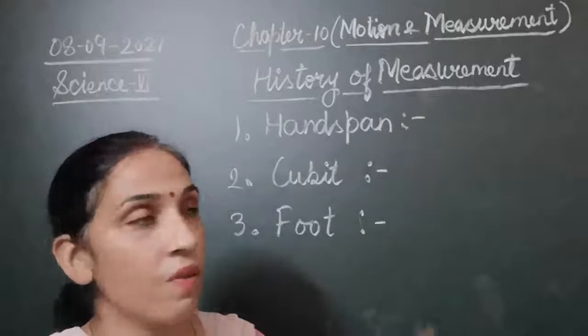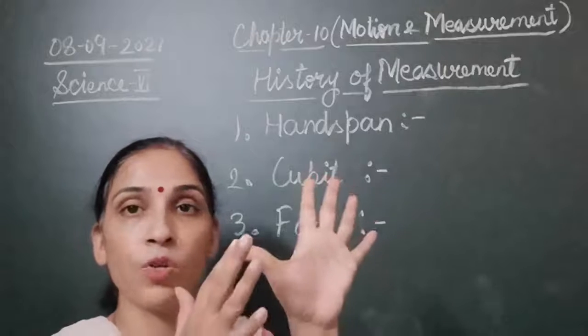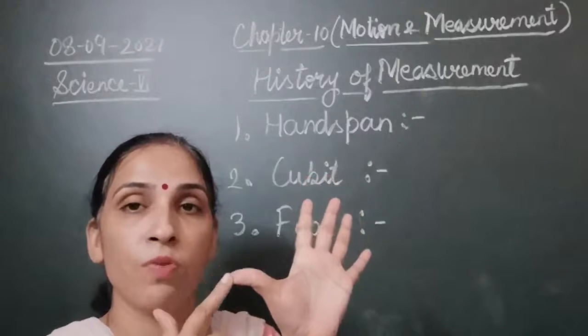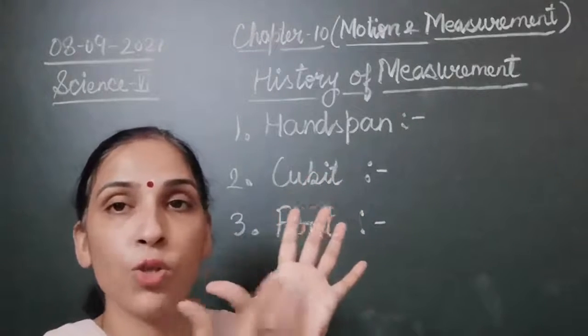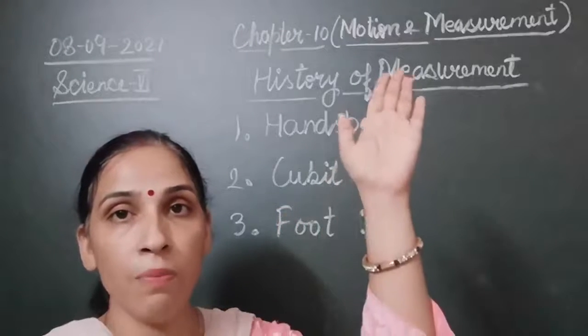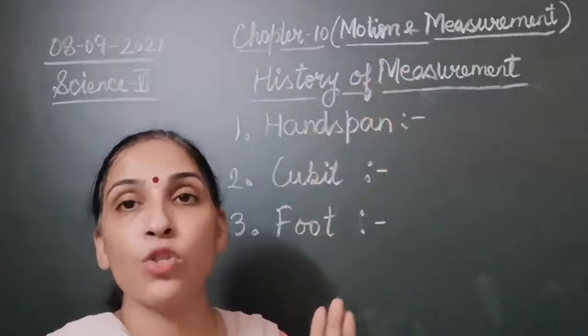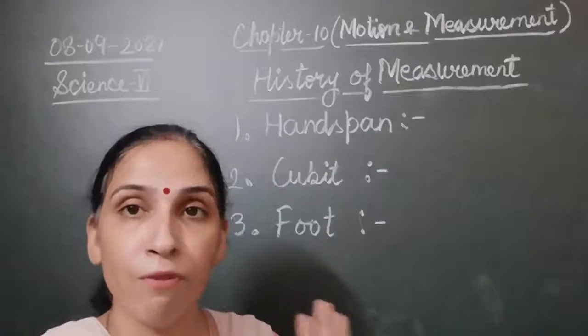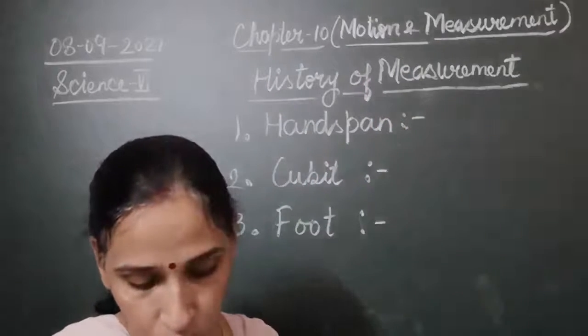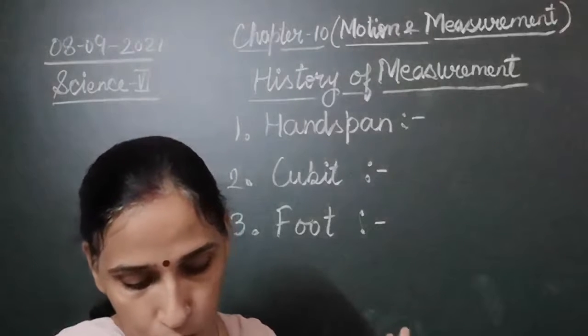At that time they would use the handspan, which means the distance between your thumb and little finger. Then the arm, from your middle finger to your elbow, that is your cubit. And the foot is the distance of your feet only, that is your foot span.